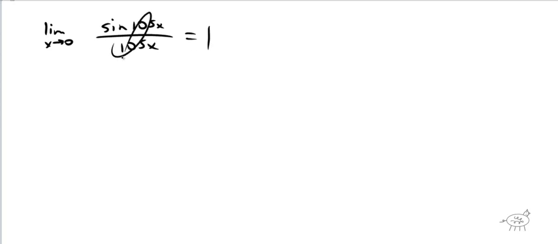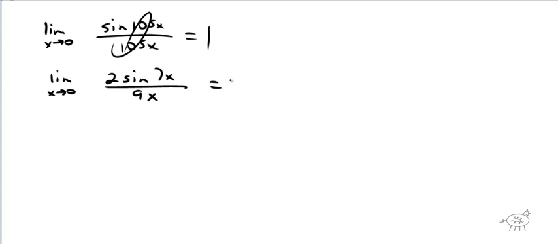So if I gave you a problem like limit as x approaches 0 of sine of 105x over 105x, what's it equal to? 1, because these numbers are the same. Now this is where it gets a little tricky. If I said limit as x approaches 0 of 2 sine of 7x over 9x, and you're like, what? Your goal here is to get a 7 in the denominator. I've got a 9. How do I get 7?